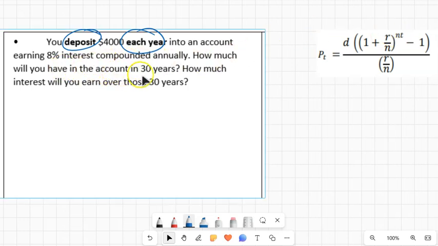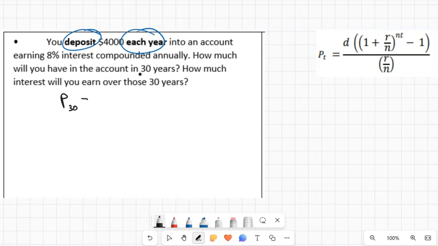How much will we have in the account in 30 years? So we're really looking for P sub 30, how much in the account after 30 years. D is 4,000. 1 plus R is the 8%, but we know that we have to take that 8 and divide by 100. So our R is 0.08.